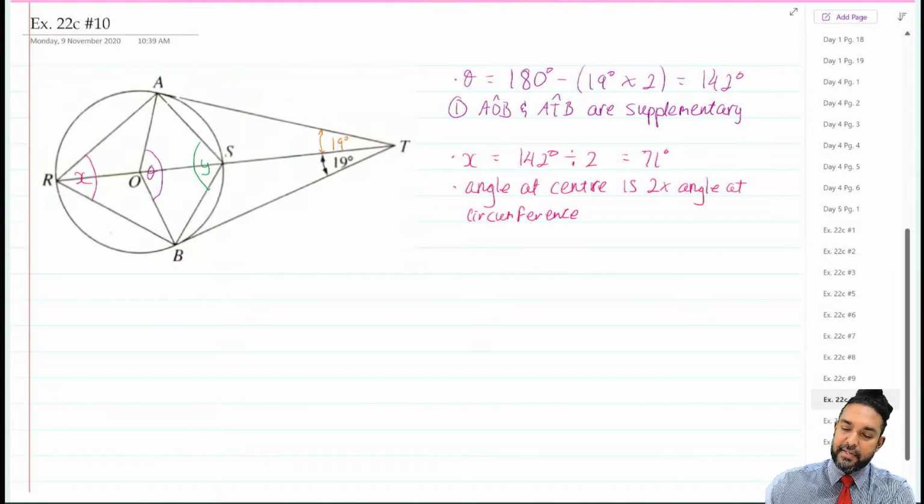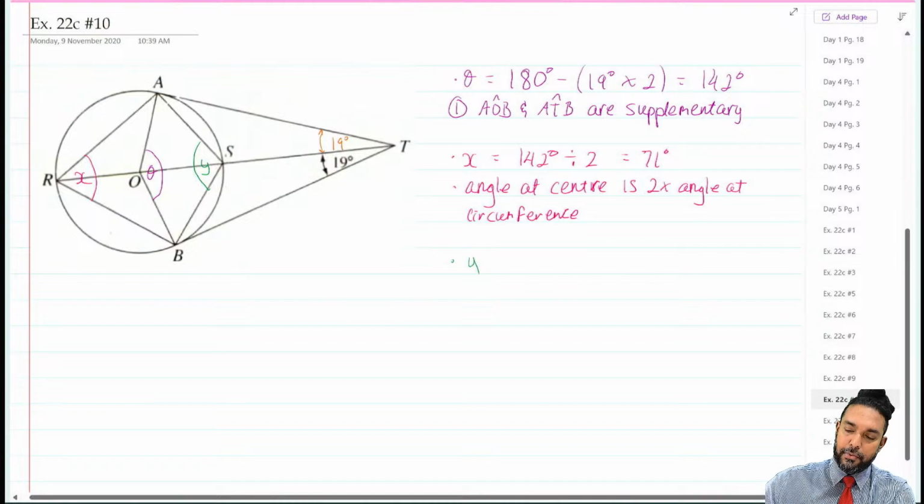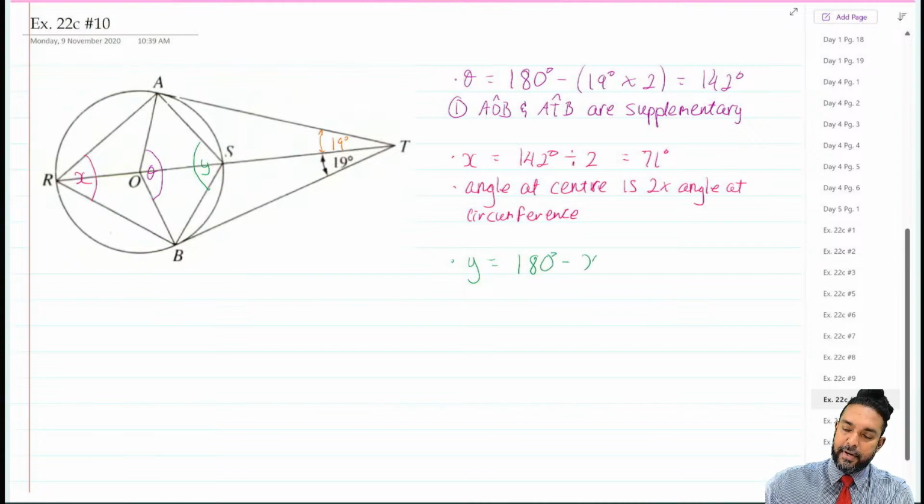And then to find y is a simple matter of subtracting that from 180. So y is equal to 180 minus x, which we just saw is 71. So we get 109 degrees. And this is because opposite angles of a cyclic quadrilateral are supplementary.